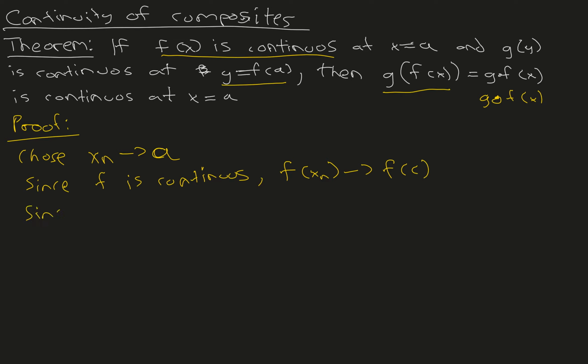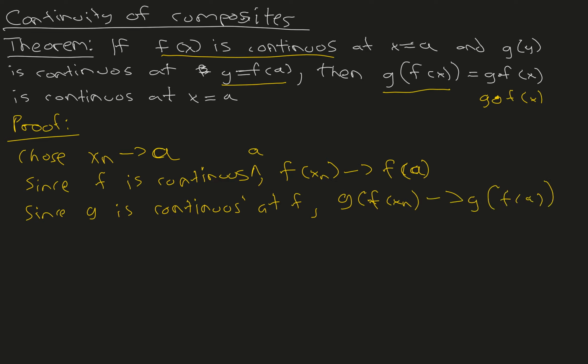I forgot to add this: since f is continuous at a, f of xn tends to f of a. And since g is continuous at f of a, we have g of f of xn also tending to g of f of a. And that's what we needed to show, and we're done with the proof.